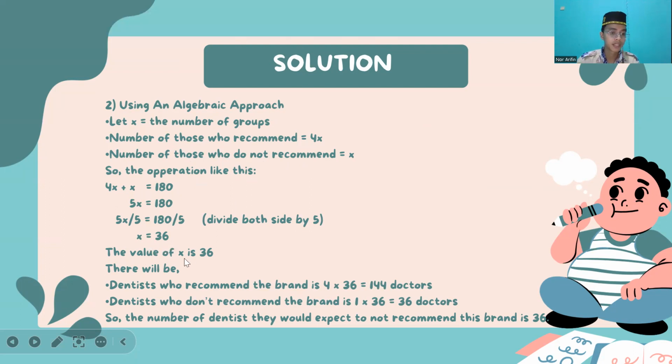The value of X is 36. The number of dentists who recommend the brand is 4 times 36, which is 144 doctors. And dentists who don't recommend the brand is 1 times 36, which is 36 doctors. So the number of dentists we would expect to not recommend this brand is 36 doctors.